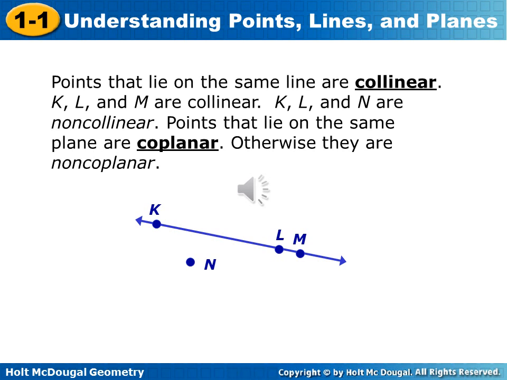Points that lie on the same line are called collinear. K, L, and M are collinear because they all lie on the same line. K, L, and N are non-collinear. That means that we cannot draw one line through K, L, and N because they are not collinear. Points that lie on the same plane are coplanar, otherwise they are non-coplanar.